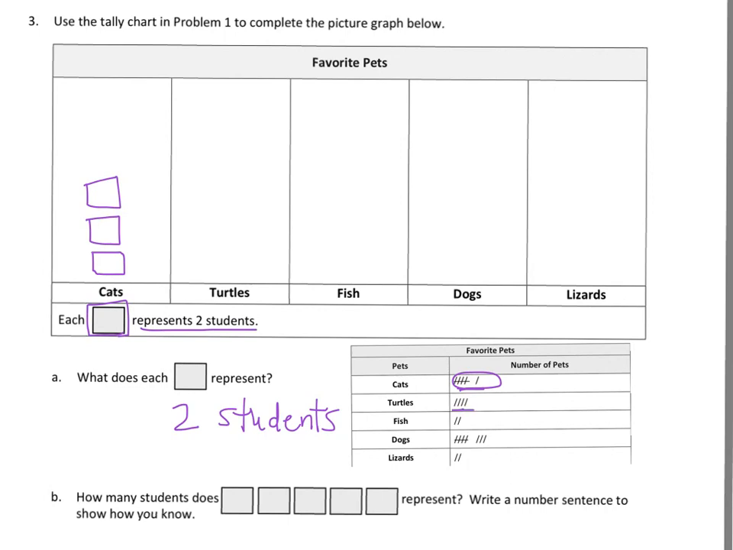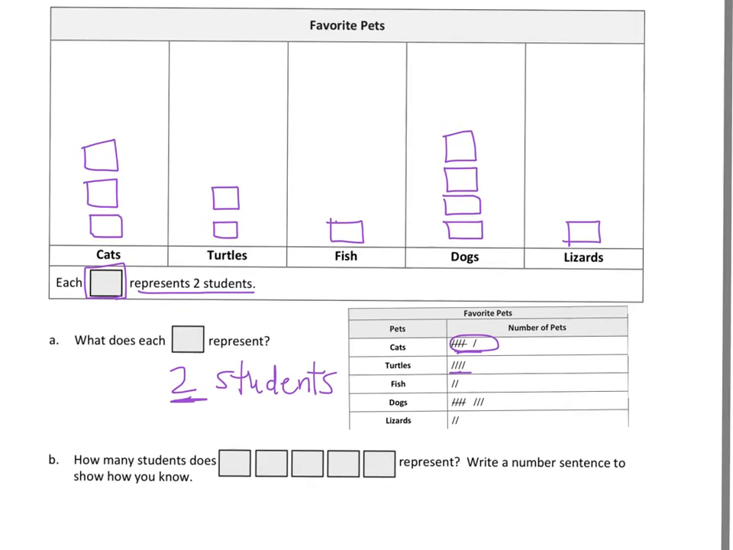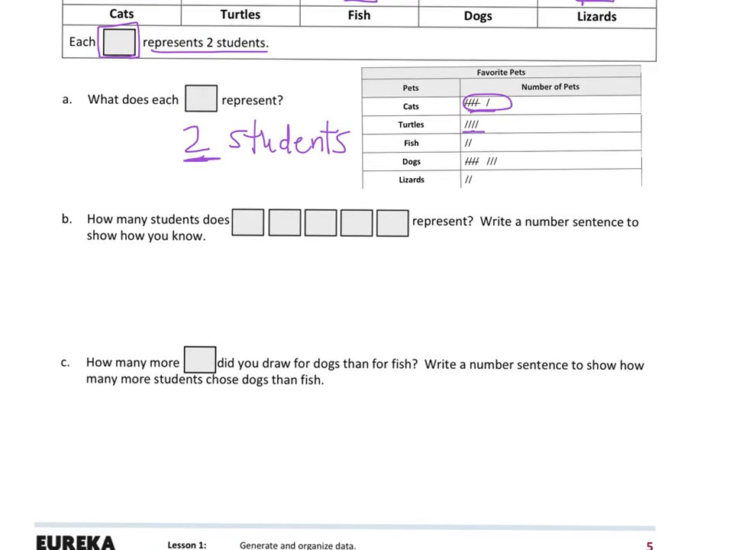Now for turtles, I have 4 students represented. I know again I have 2 each, so there's 2, 4, and that's all I need. Fish is 2, so 1 box is 2. Dogs is 8, so I'm going to do 2, 4, 6, 8. And lizards is just 2, so that's going to be 1 box representing it. So let's take a look down at B and C real quick.